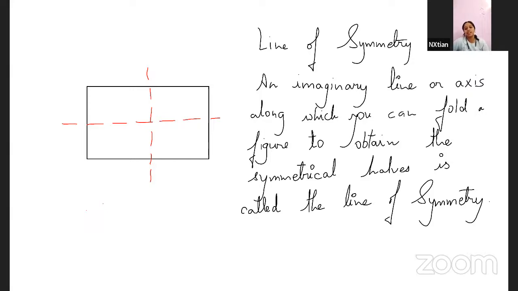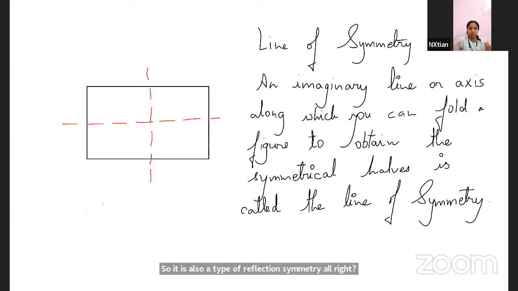Now, this line of symmetry is sometimes also called an axis of symmetry or a mirror line. Why is it called a mirror line? Because it presents two reflections of an image that coincide. So it is also a type of reflection symmetry. That is why a line of symmetry is sometimes also known as a mirror line.